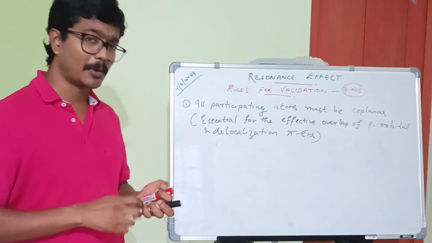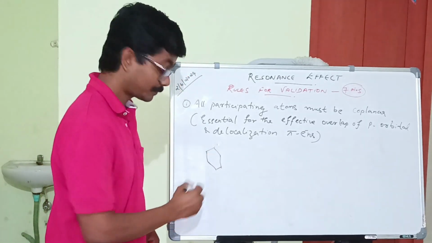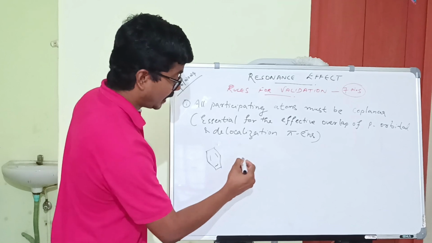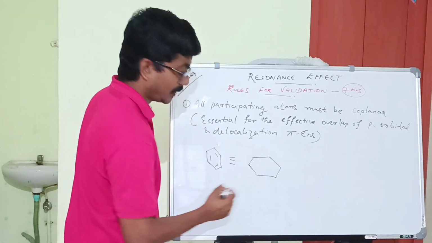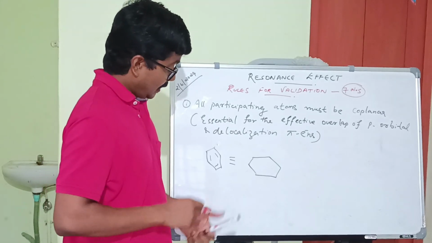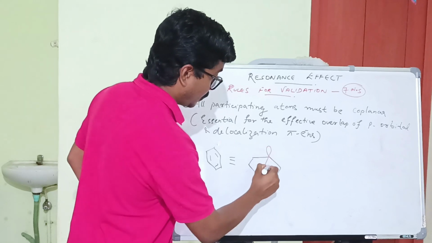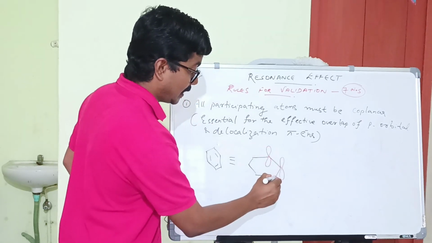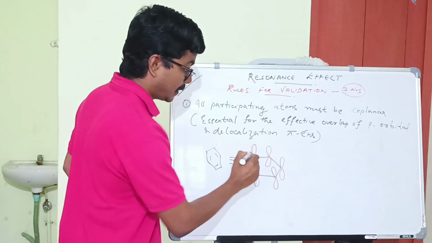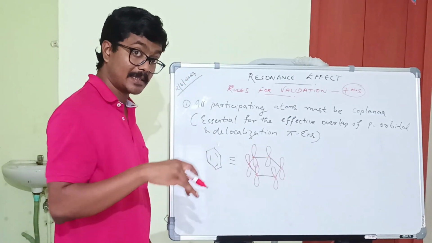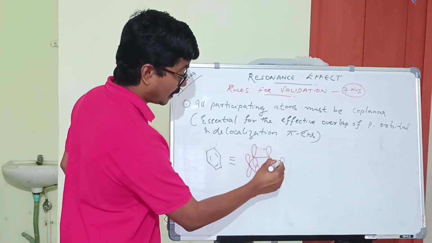Let us consider an example of benzene itself. So this is benzene, right? We can write it as a coplanar shape. So these double bonds are represented by p orbitals, right? As you all know, a p orbital is in a dumbbell shape. So all six carbon atoms are on the same plane, which is essential for the overlap.